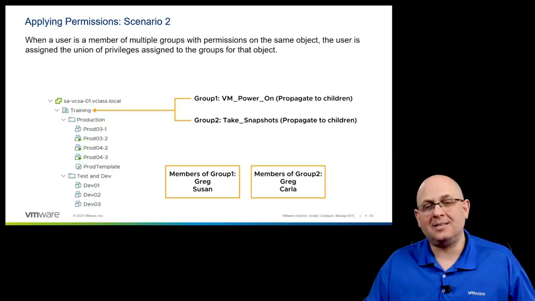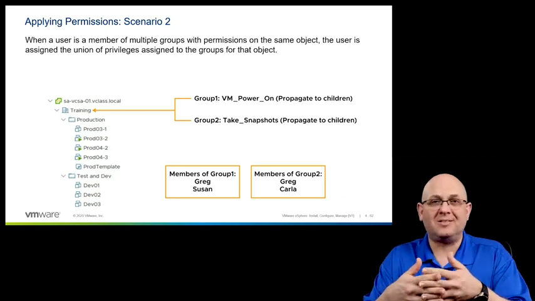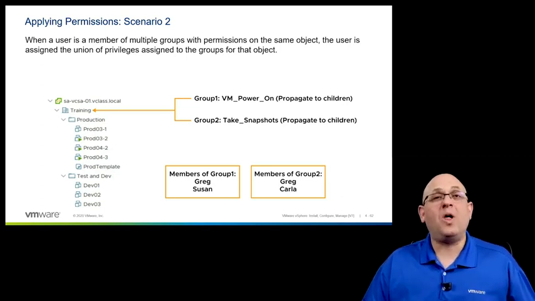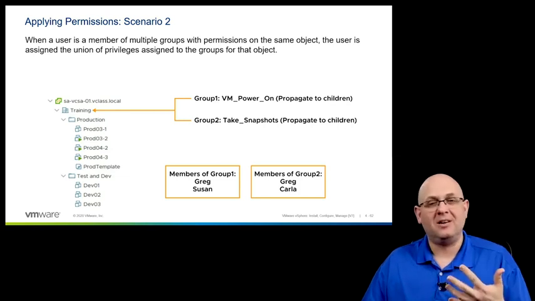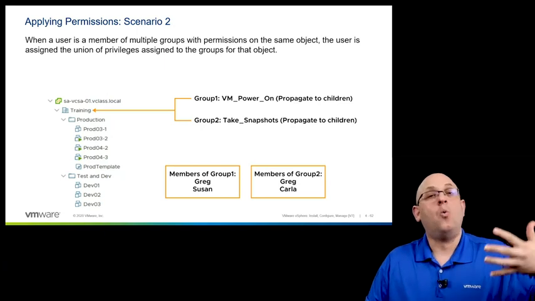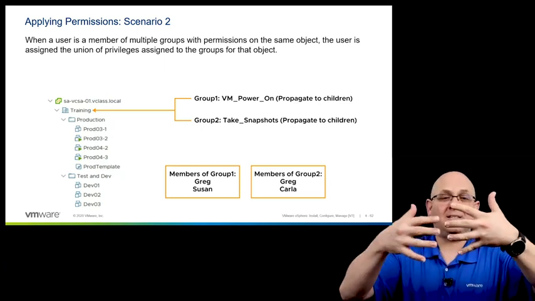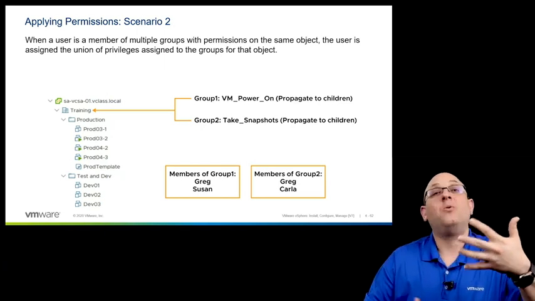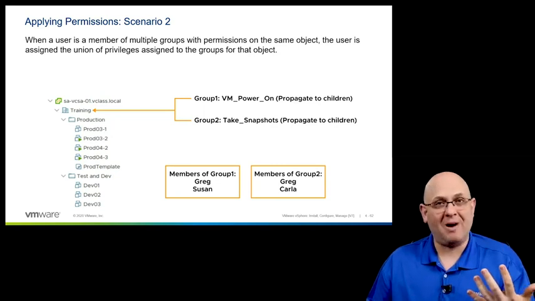Think about it like this. It's the union of privileges. An administrator role has all of the privileges. A no access role has none of the privileges. What is all of the privileges added to none of the privileges? Well, you still have all of the privileges, right?